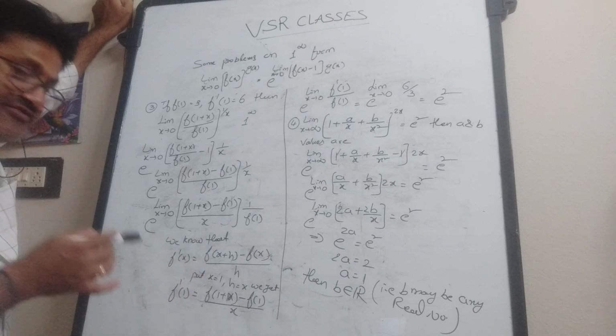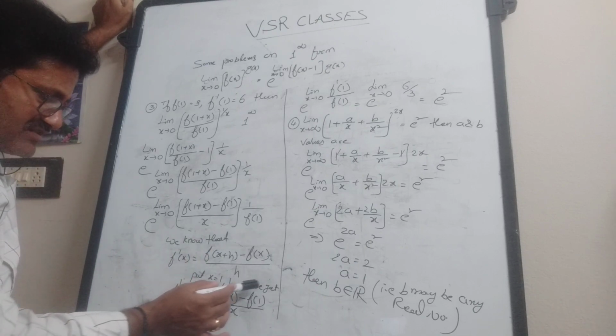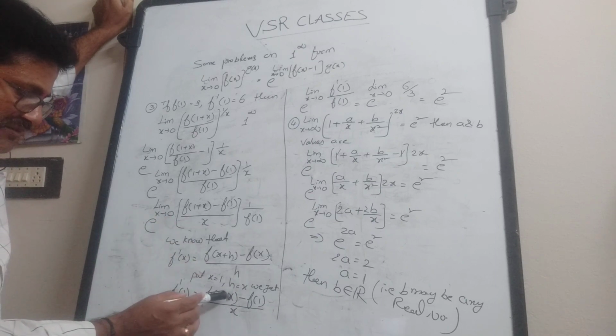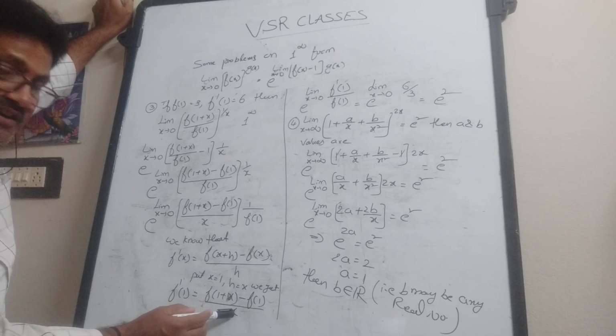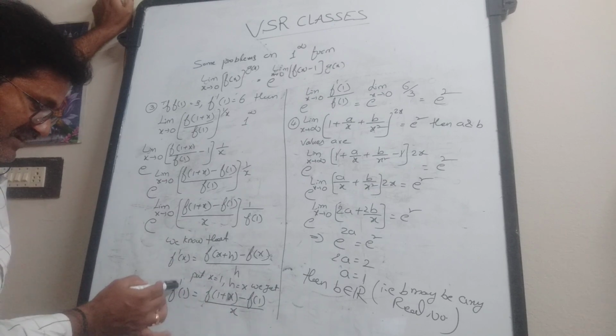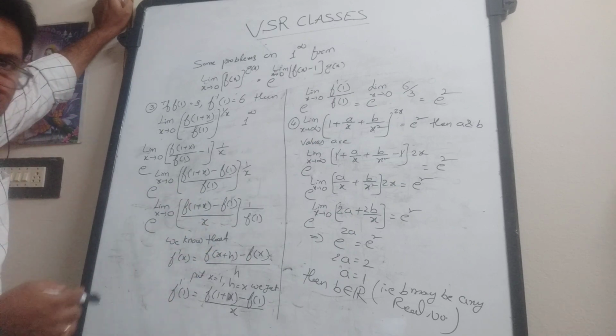This we can call the first principle of that derivative. Put x is equal to 1 and h is equal to x, we get it in such form. f dash of 1 is equal to f of 1 plus x minus f of 1 divided by x. Now it seems to be in the same form, then we can write f dash of 1 instead of this bracket value.